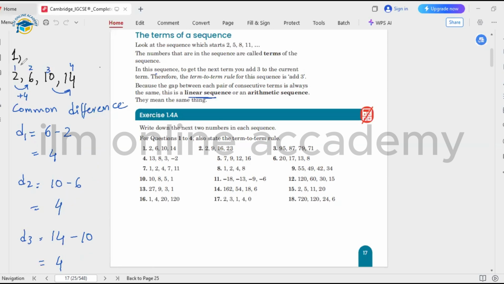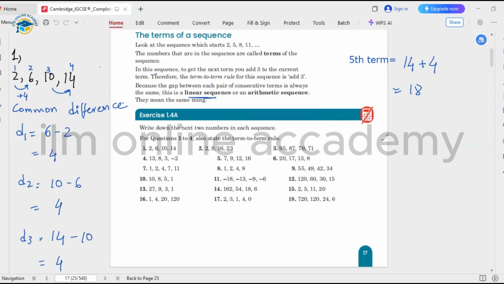Okay, and accordingly we can find out the next two terms of the sequence. So the next terms are the fifth and the sixth. First of all, finding the fifth term of the sequence: the fourth term is 14, and to this you add the common difference that you got, which is 4. So 14 plus 4 will be 18. This is your fifth term.